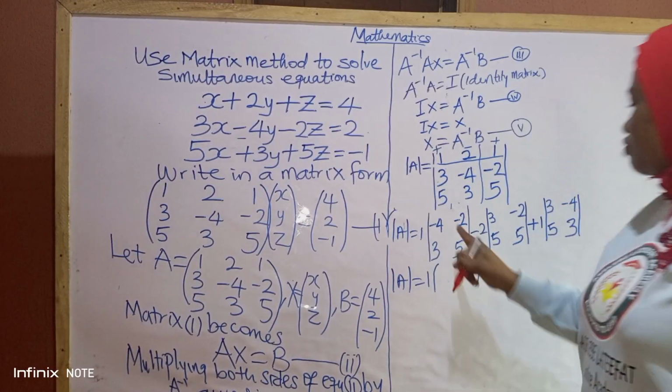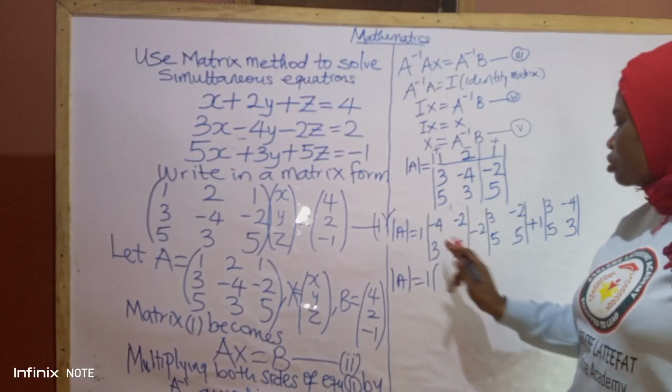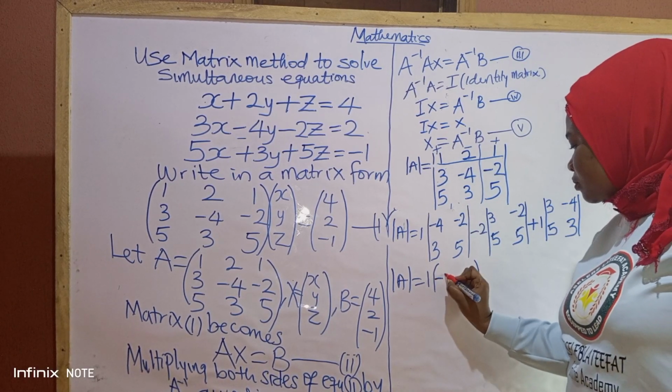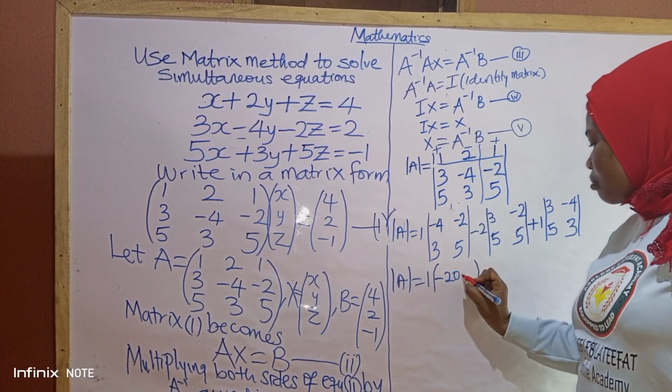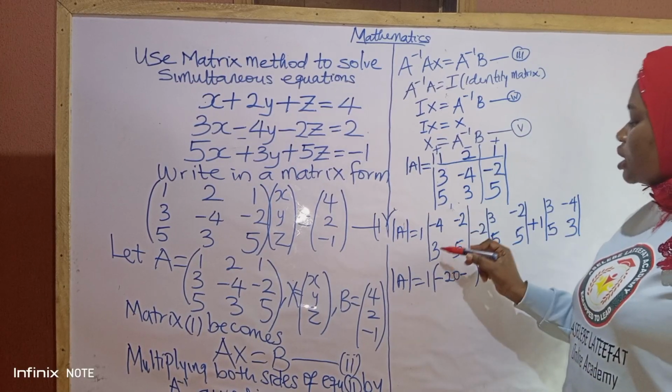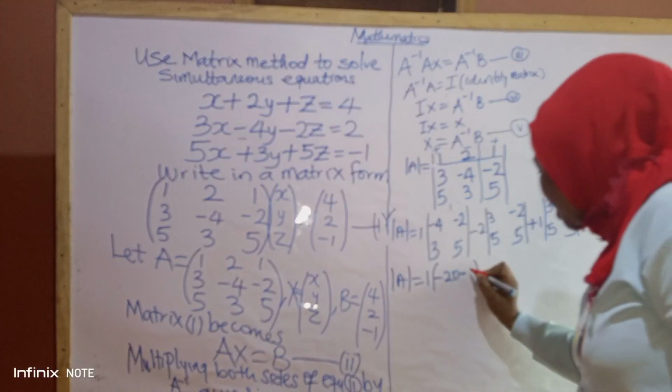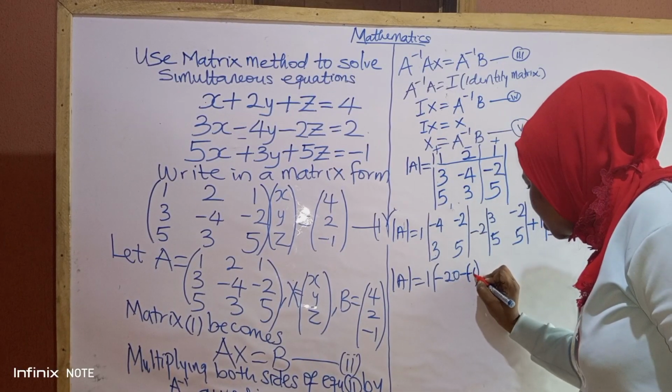So let's find the determinant of this 2 by 2. Minus 4 multiplied by 5, that's minus 20. So minus 20 minus 3 multiplied by minus 2, that is minus 6. So I have minus 6 here.